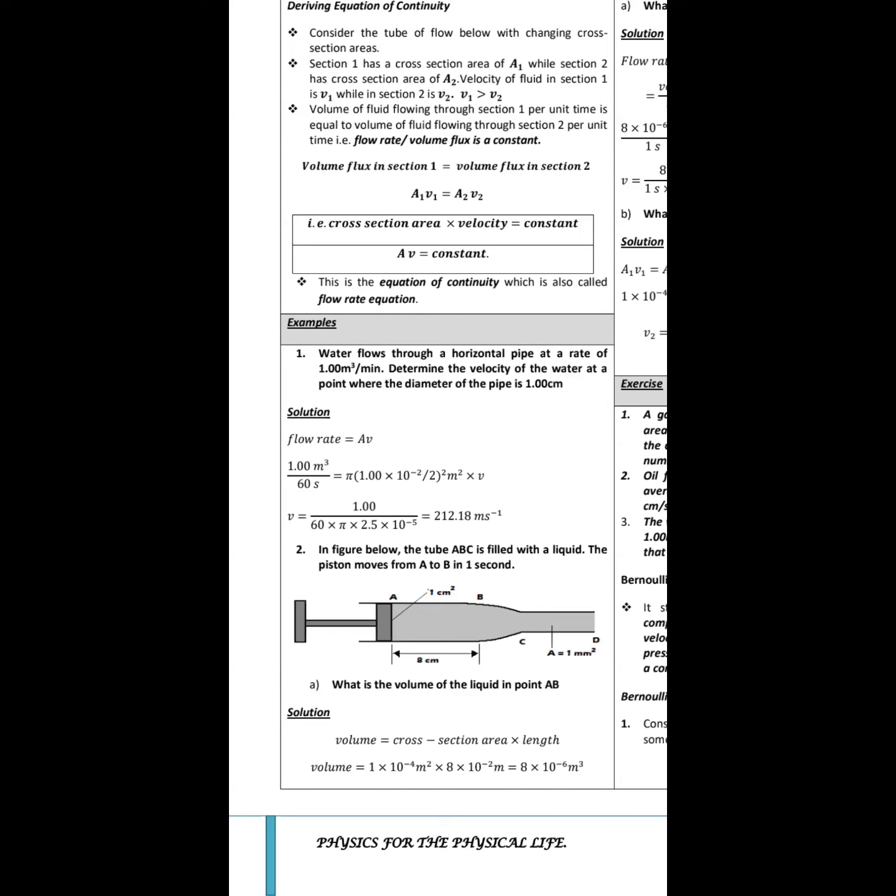What is the velocity of the liquid between AB?